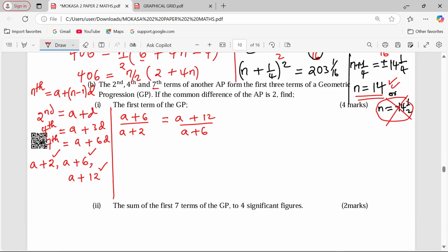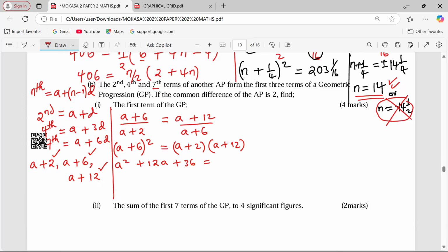So with this, we can do what you call a cross multiplication, such that A plus 6 multiplied by A plus 6, which is A plus 6 squared, is equal to A plus 2 into A plus 12. Then now we can expand: A squared plus 12A plus 36.